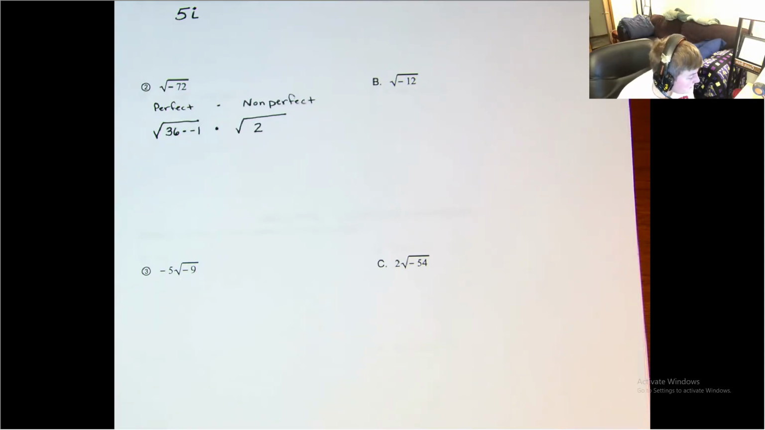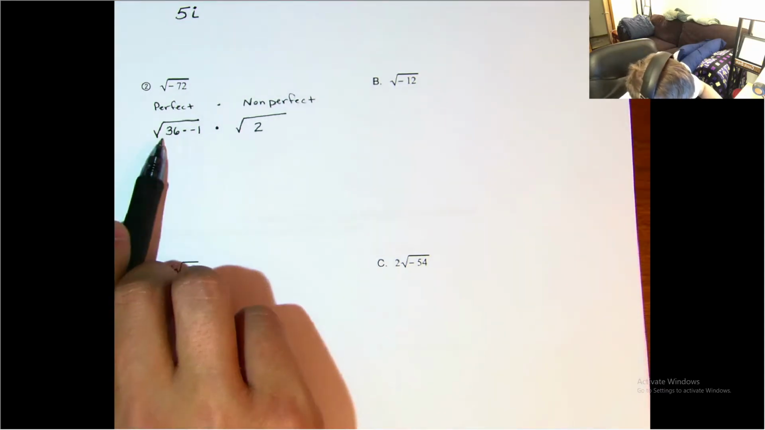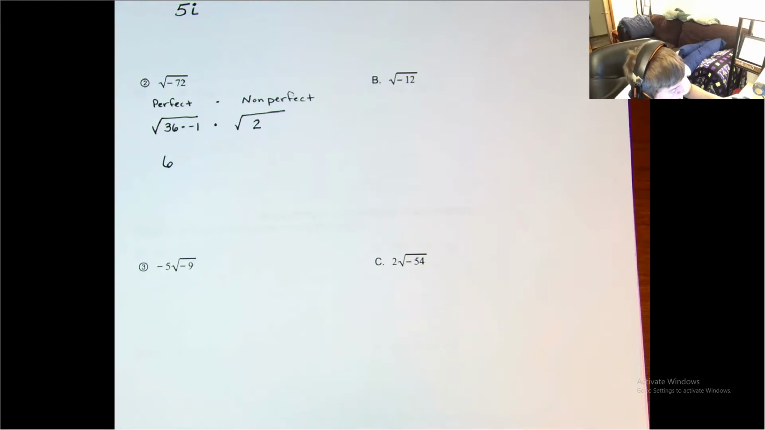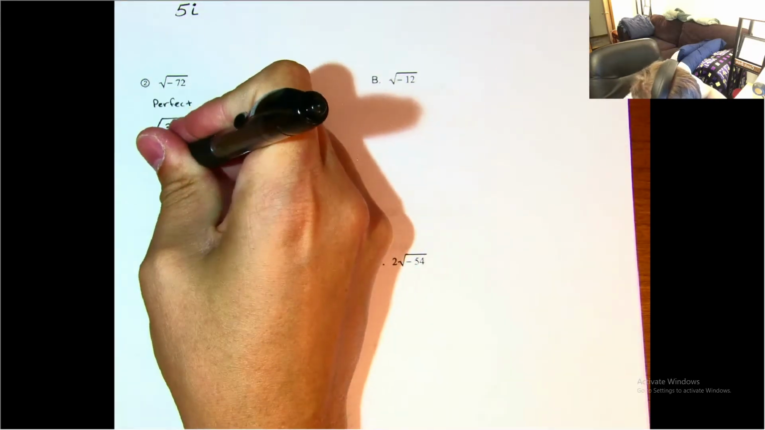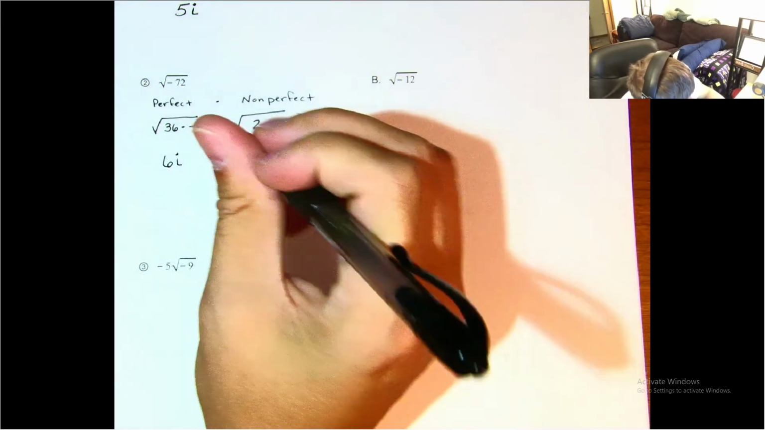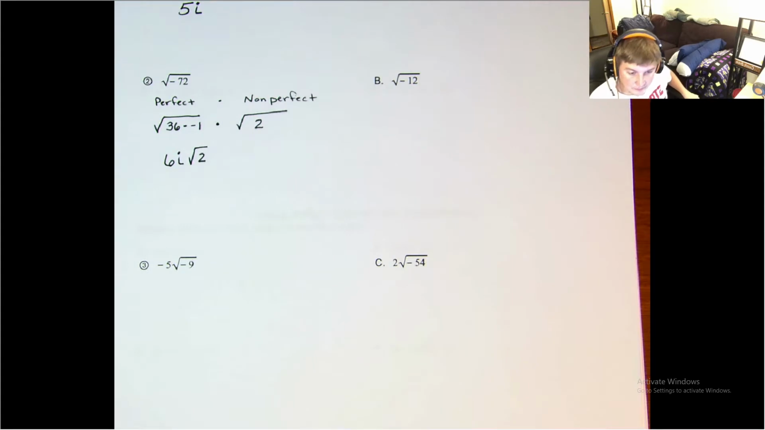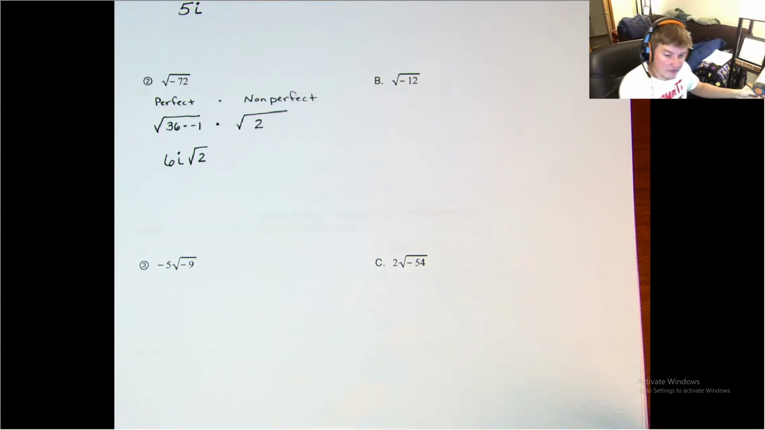Okay, so now I look at this, and now I can split it up. What's the square root of 36? 6. What's the square root of negative 1? It's i. What's the square root of 2? Well, that isn't a perfect square, so we're just going to write it as the square root of 2. So the principal square root of negative 72 is 6i square root of 2.